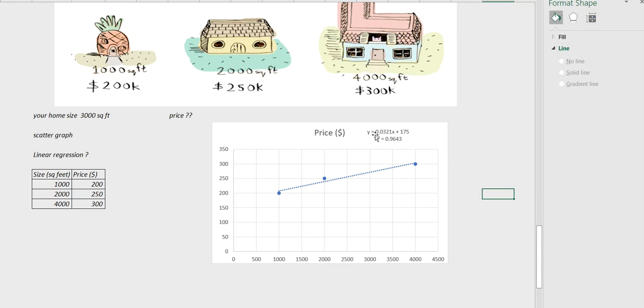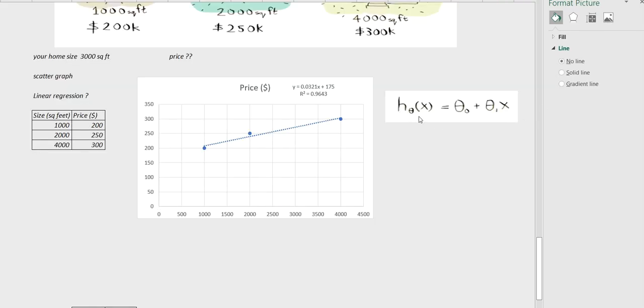Okay, now this equation is nothing but y is equal to theta 1 x plus theta 0. If we say the equation of the line is h theta x is equal to theta 0 plus theta 1 x, in that case, can you tell me what is theta 1? In this best fit line, the value of theta 1 is 0.03, and the value of theta 0 is 175, and this particular line is able to explain 96% of variance.